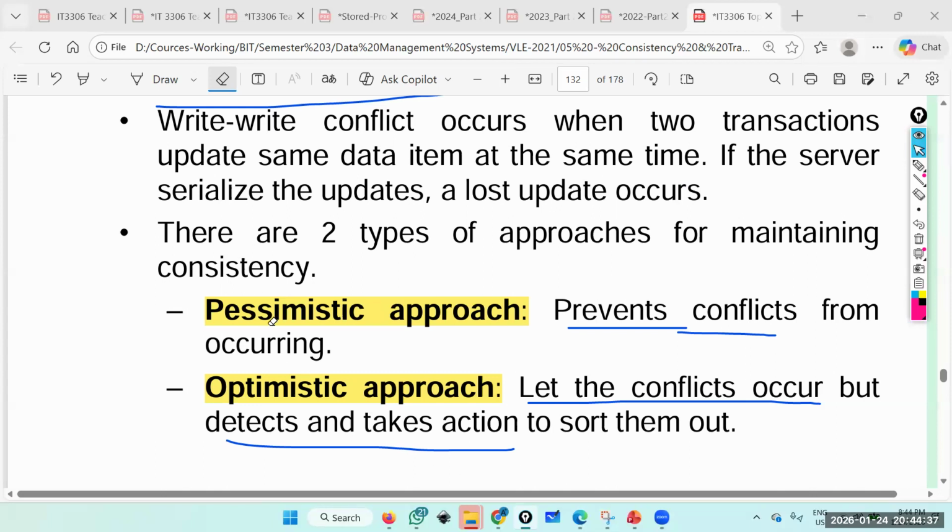Why is that? You are pessimistic. You think that 90% of the time you are going to face that issue. So therefore your task is preventing.